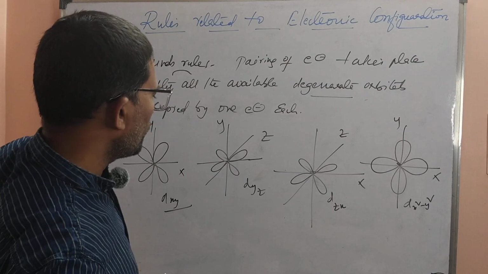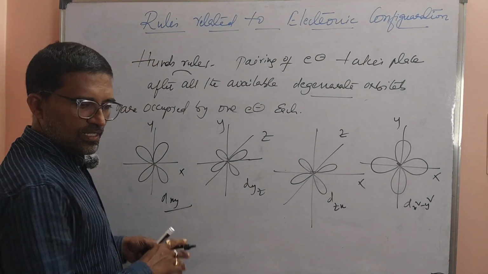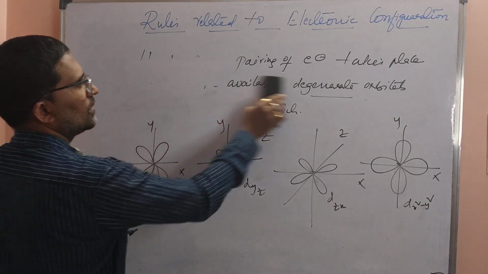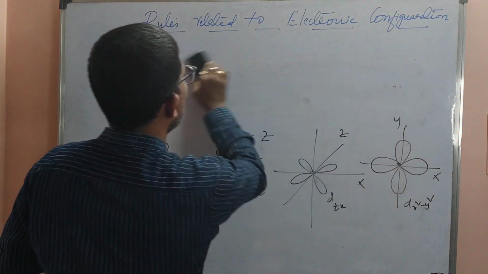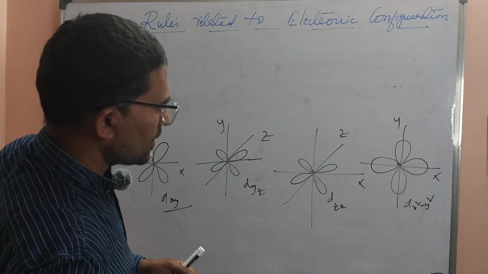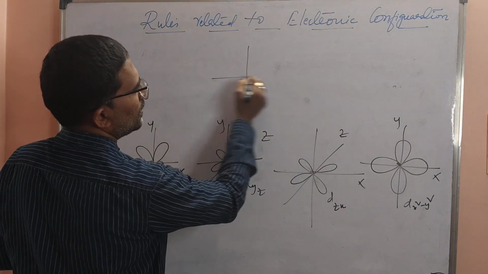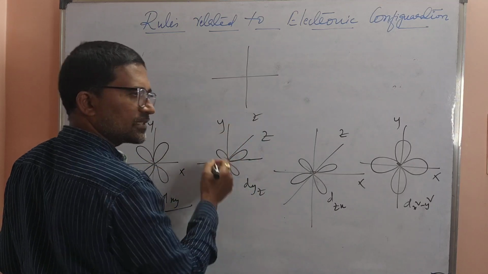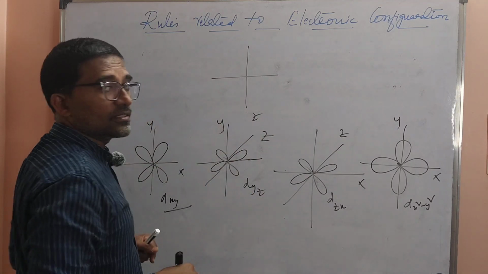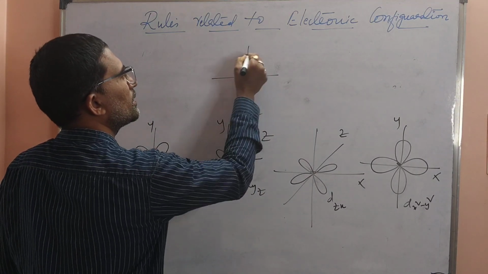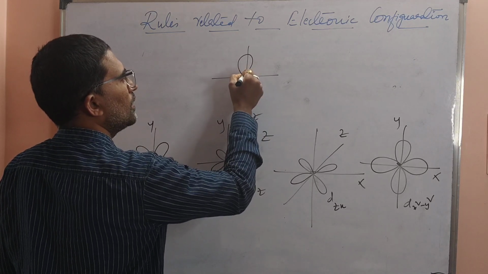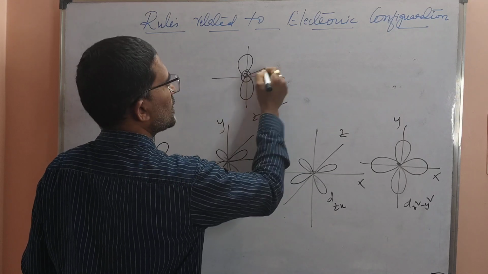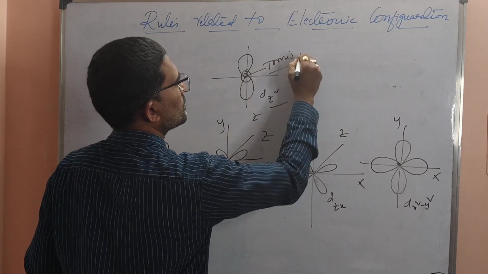And next, another type of d orbital we have is dz square. I will draw that one here because of space issue. This is the z-axis. If you consider this one as z-axis, then one dumbbell will be here, another dumbbell here, which gives rise to dz square. This is generally called a torus.